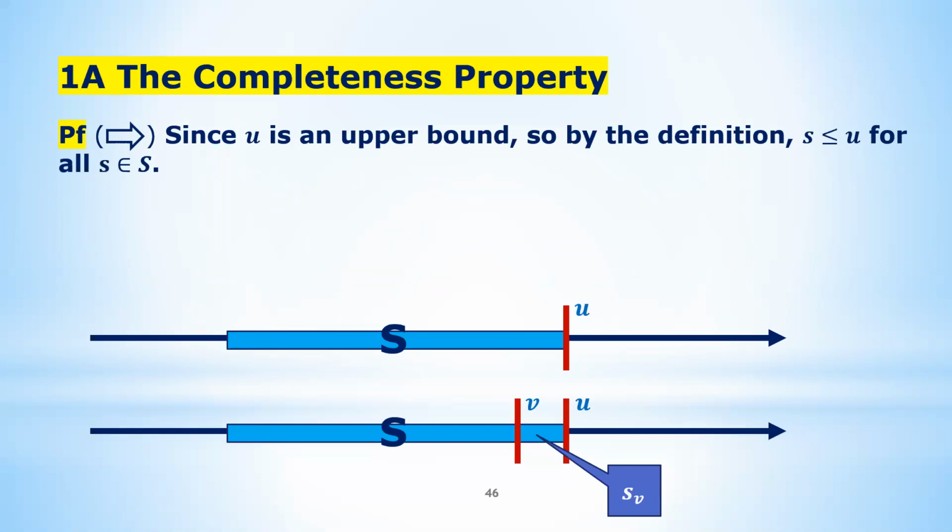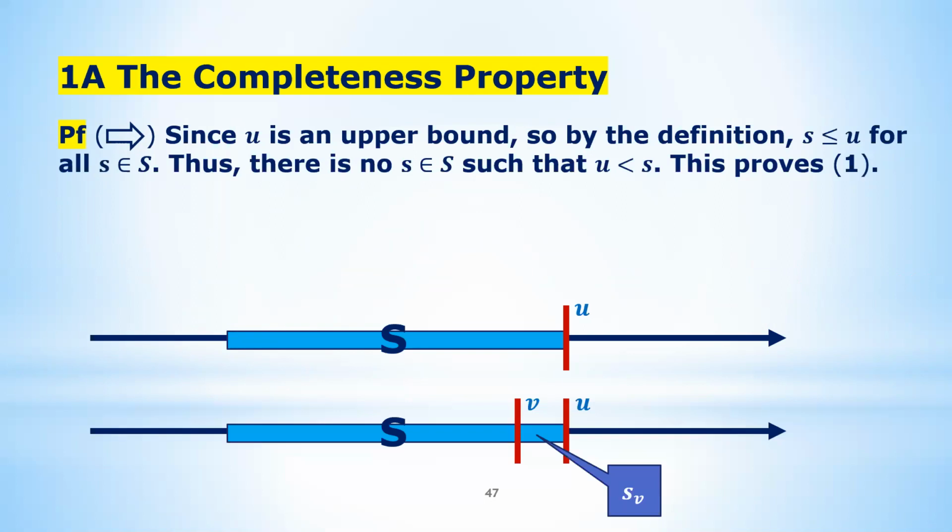And so by the definition, you can see every element in S is less than or equal to U, right? So you can say that there's no S in the set such that U is less than S. So this is just proof 1. You can see that property 1 is very simple. It's a direct consequence of the fact that U is an upper bound.